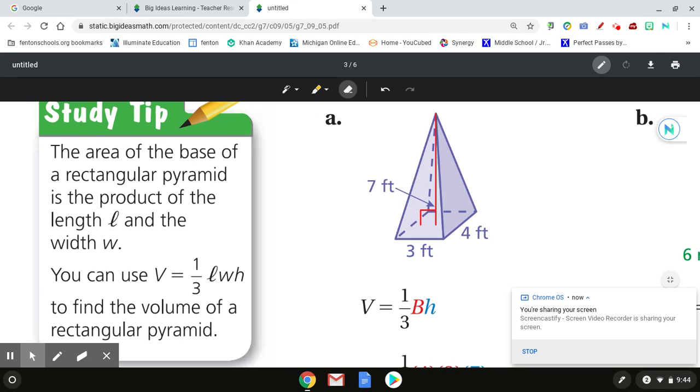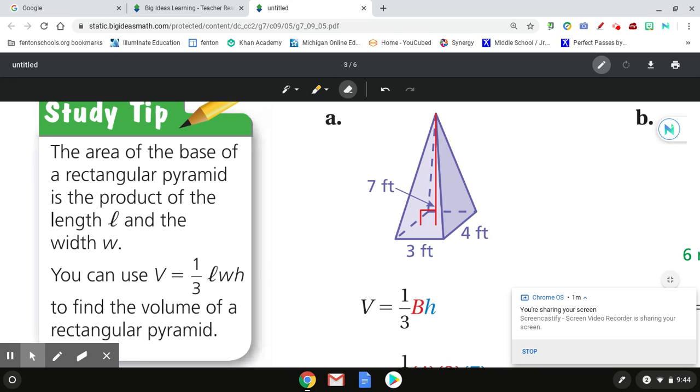Notice the volume formula is 1/3 big B, because that means the area of the pyramid's base, whatever it may be. So if it's a triangle, it's going to be 1/2 base times height. But in this case, this is a rectangle, so it would be base times height. Now the height of the pyramid goes to the point where those lateral sides meet. So it's from the base to the point, the very tippy top.